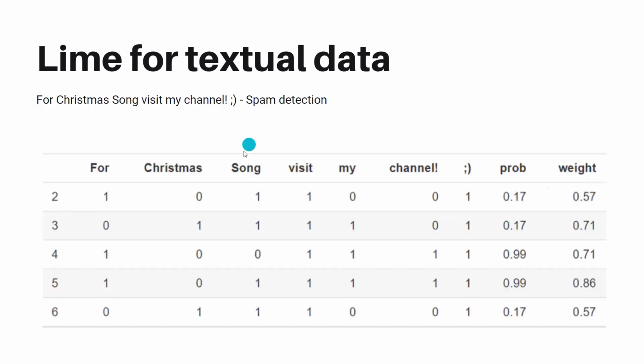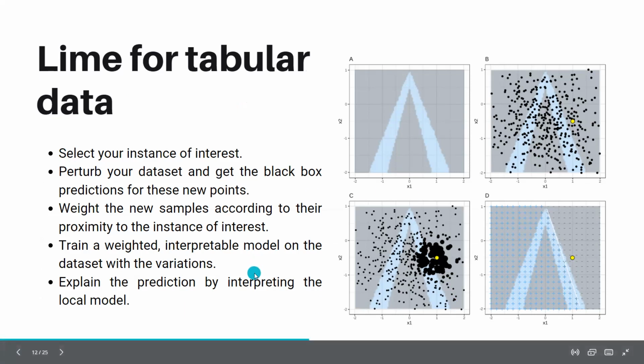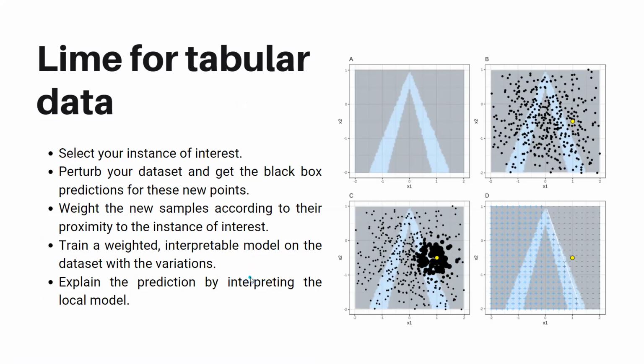Very nice. So now that we understand how the model works, let's try to generalize it to different data types, right?